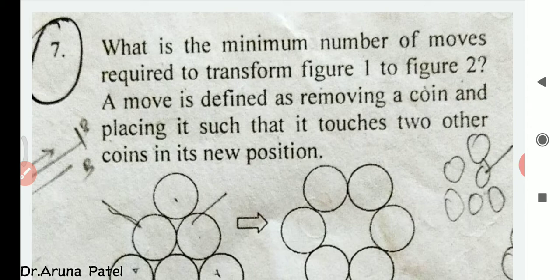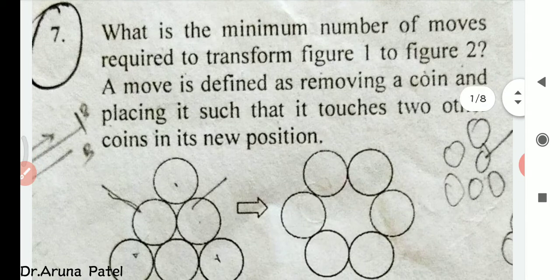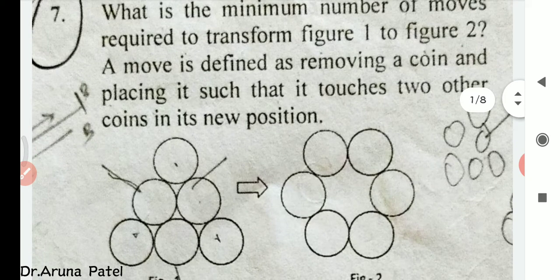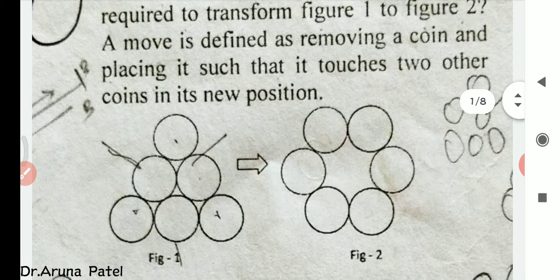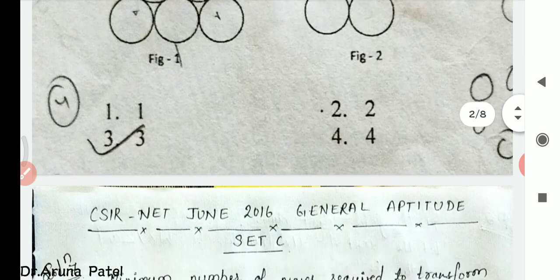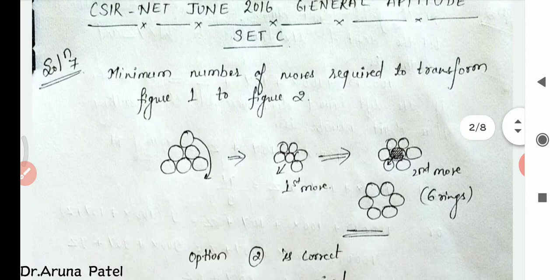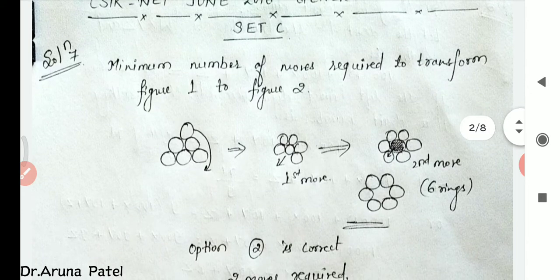A move is defined as removing a coin and placing it such that it touches two other coins in its new position. Here one, then two, then three coins are arranged in a pattern. You have to see how many moves are required to go to figure 2. Just see the solution. So the minimum number of moves required to transform figure 1 to figure 2: just take the top coin to the lowermost position.